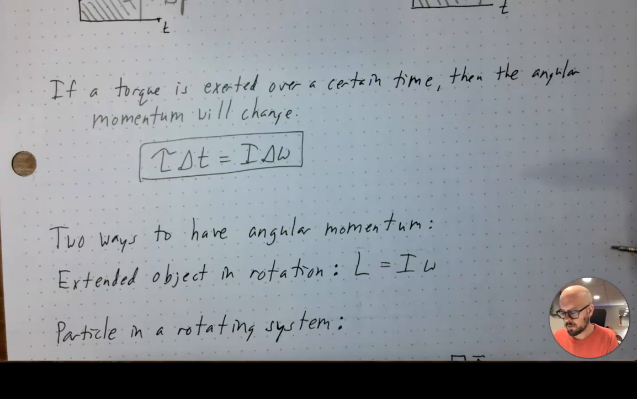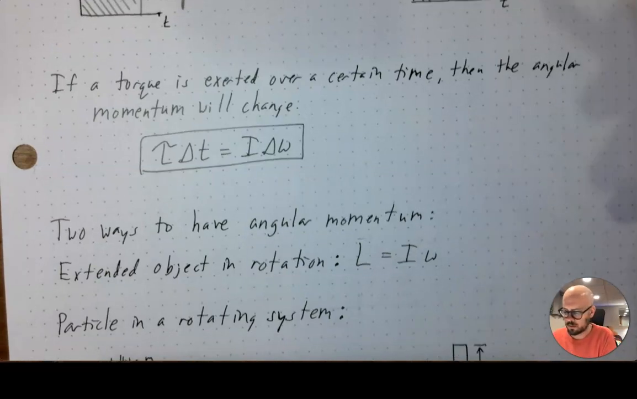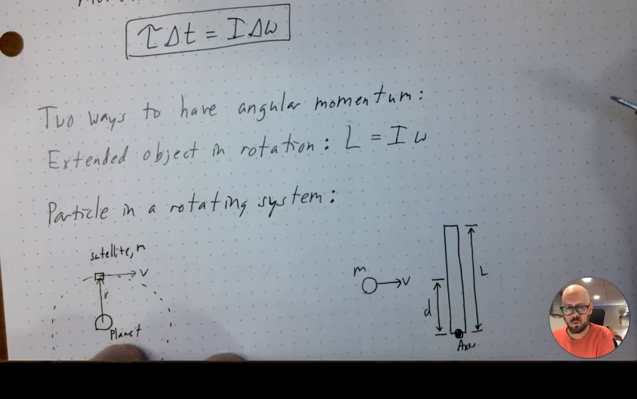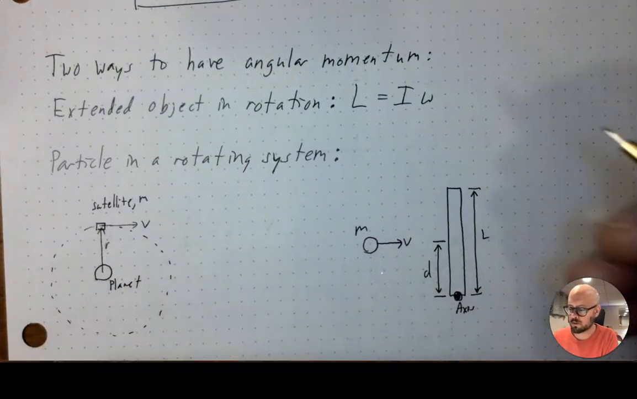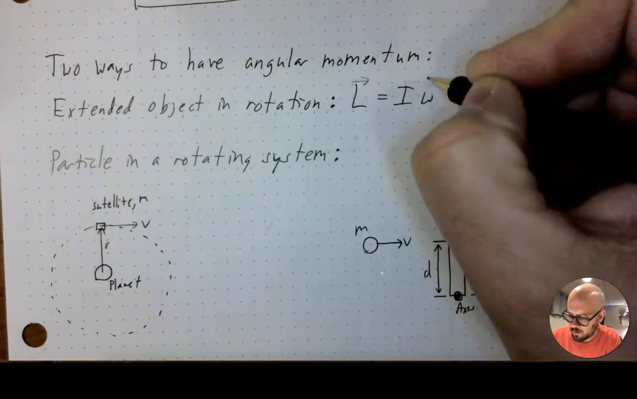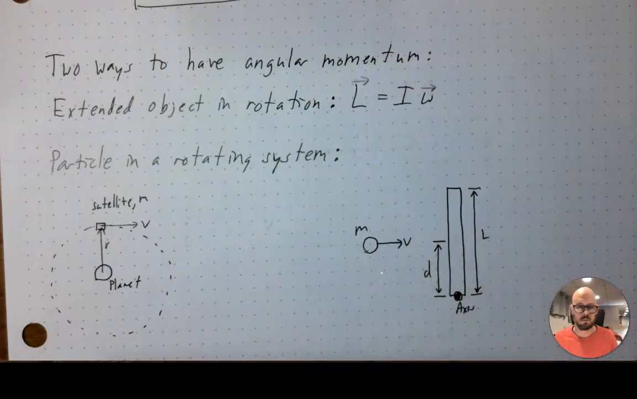Okay, the last part of this video is a little bit confusing because, as it turns out, there's two ways that an object can have angular momentum. The simple way is that it's an extended object in rotation.